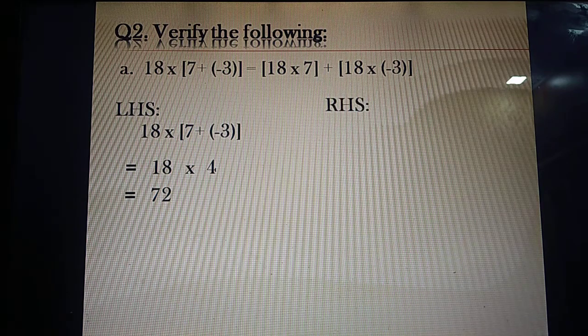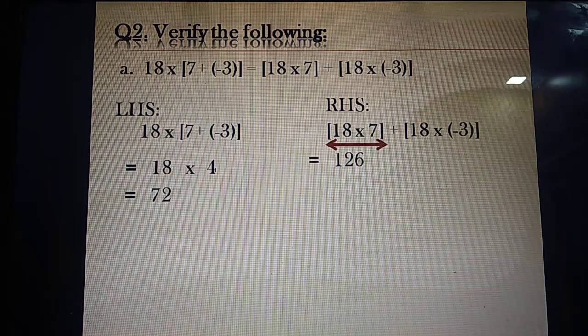Moving to the right hand side. There are two brackets. We will solve them one by one, moving from the left. First we will solve 18 into 7. Yes, you will get 126. As I already told you, if the integers are of the same sign, the answer will be positive. Here 18 and 7 are positive integers, so the answer is again positive. Now in the second bracket, one integer is positive, the second integer is negative, so the answer will be negative. And you will get the answer as minus 54.